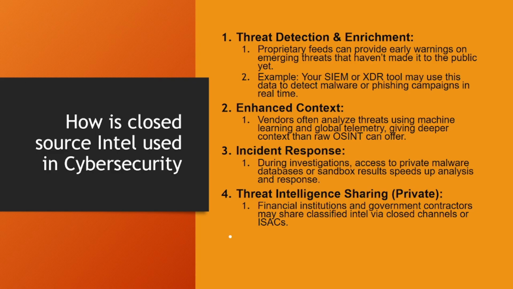Number 2, enhanced context. Vendors often analyze threats using machine learning and global telemetry, giving deeper context than the raw OSINT can offer. Number 3, incident response. During investigations, access to private malware databases or sandbox results speeds up analysis and response. Or 4, threat intelligence sharing. Financial institutions and government contractors may share classified intel via closed channels or ISACs.